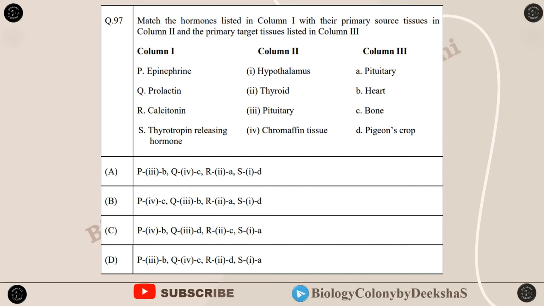So the next question is, match the hormones listed in column 1 with their primary source tissues in column 2 and the primary target tissues. So we have epinephrine. Epinephrine is secreted from chromaffin tissues. These chromaffin tissues are found in adrenal medulla, and the target organ or tissue is heart.